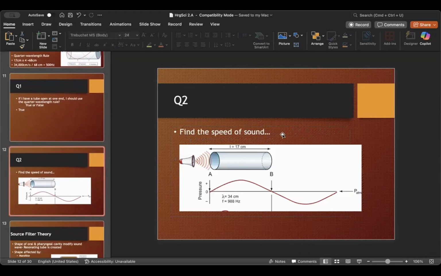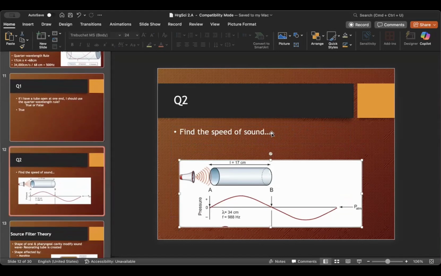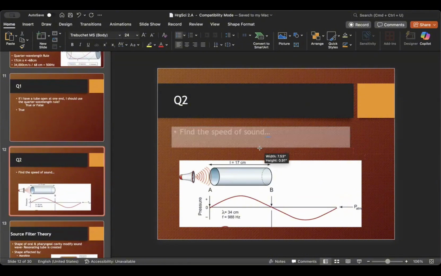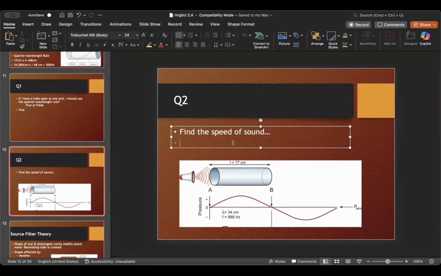So now, instead, if we were trying to find the speed of sound, what would you do in that case? It's easy, because we just have to multiply. Let's say for that example, we have 17 centimeters. And if we can see the centimeters are times 2, that means it's a tube that's open or closed at both ends. So times 2 equals 34 centimeters.